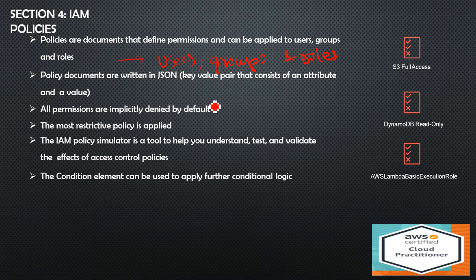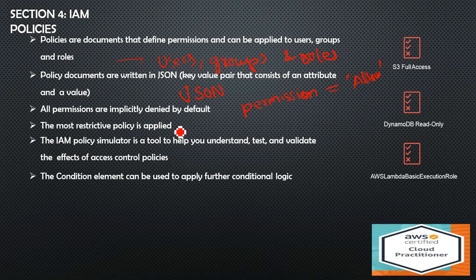Policy documents are written in JSON, key value pairs that consist of an attribute and a value. I can show you this in the AWS console. So they have a key value pair, like permission is the key, and say for example the value is allow, something like that. So key value pair in JSON.